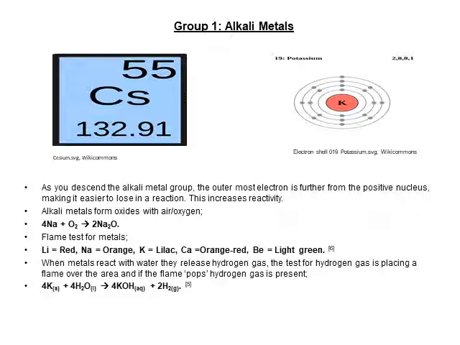The positive nucleus is pulling on these electrons, so as you go down the group, the furthermost electron gets shielded by inner electrons and is further away from the nucleus. The reactivity increases because it's easier to take that electron away. When reacted with air or oxygen, alkali metals form their oxides. An example here: 4Na + O2 goes to 2Na2O.